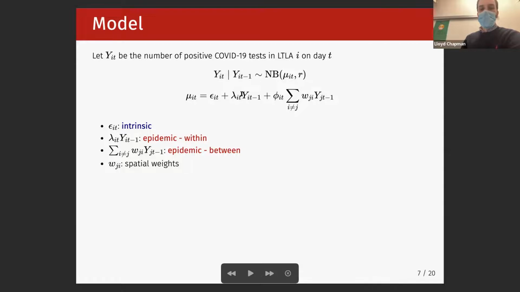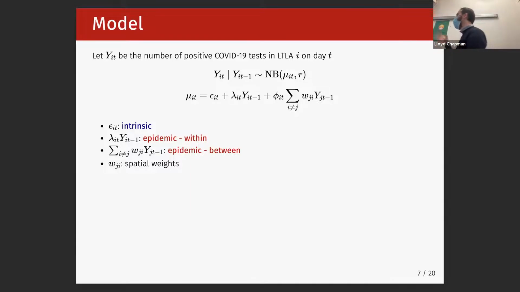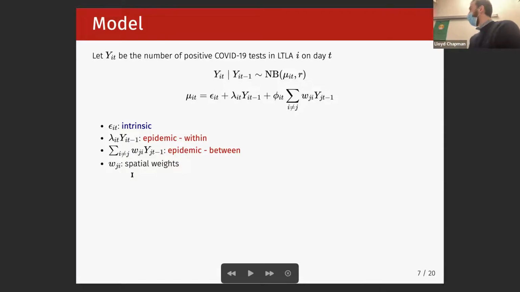And then we have these 2 parameters, lambda and phi, that control how much the past number of cases, both within a specific geographical unit and coming from other geographical units, will impact the future time trend. And another essential part of this model we saw is this set of spatial weights, and I will talk briefly about how we parameterize that.